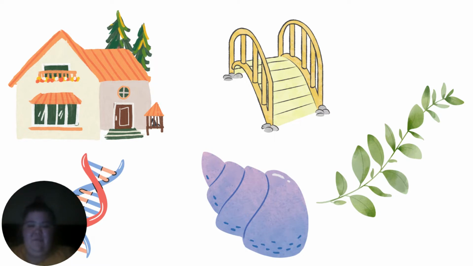For the start of this lesson, I want you to look at the pictures I have for you on the screen. We have a house, a bridge, a DNA cord, a seashell, and a leaf. If you had to think about technology and everything technology embraces, what do you think these things could have in common?